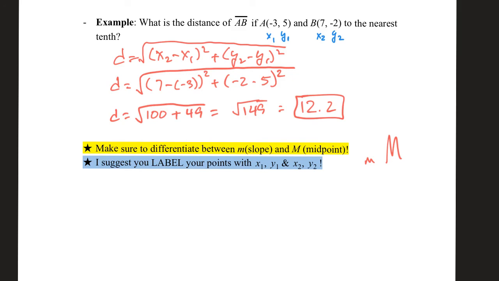And then again, I suggest that you label your points x1 and y1, x2 and y2, just so that you don't get confused and you can easily go back and check, wait, did I do that right?